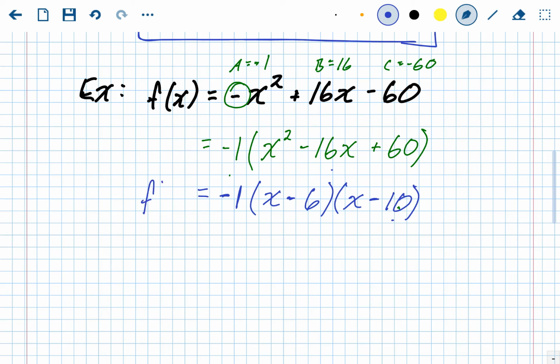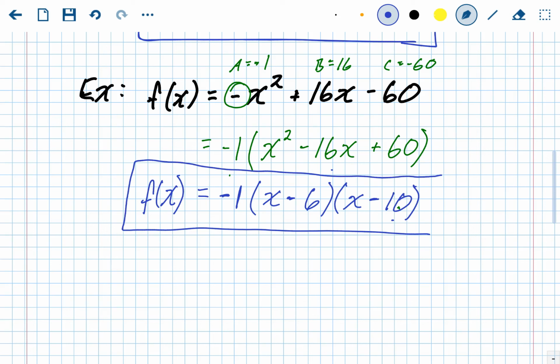Okay. And that is now factored, and so that is factored form. Now again, just by looking at these two forms, you should be able to identify the x-intercepts and the y-intercept. And then from either of those two forms, you should be able to figure out the vertex and the axis of symmetry, and that'll be your five points.